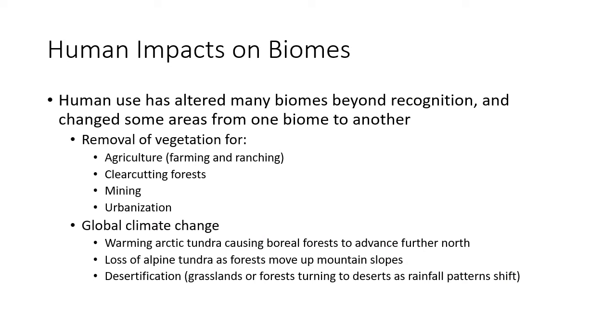Summing that up, here we have altered many biomes beyond recognition, and we've changed some biomes to another. We'll talk about this much later on, but the main one that we're going to be interested in for this class is desertification. And that is taking any biome and turning it into basically a desert. So it could be a forest going to desert, it could be a grassland going to desert. The removal of vegetation is typically going to be for agriculture, for clear-cutting forest for whatever reason. There are many reasons, but typically for timber or for agriculture.